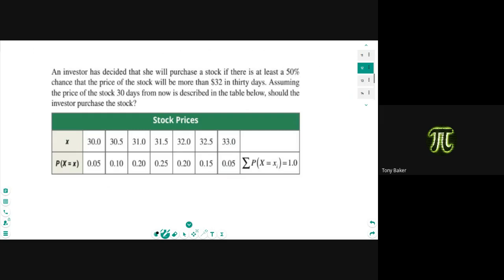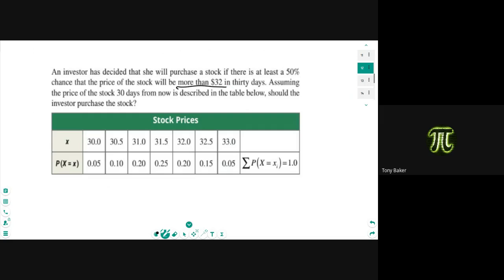All right, so based on the question, she wants a 50% chance that it'll be more than $32. So which values am I going to look at that say it's more than $32? Am I going to include the 32? Why? Did she say at least? She's at least a 50% chance, right? But it says more than 32.